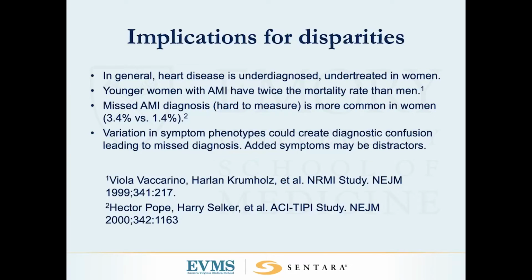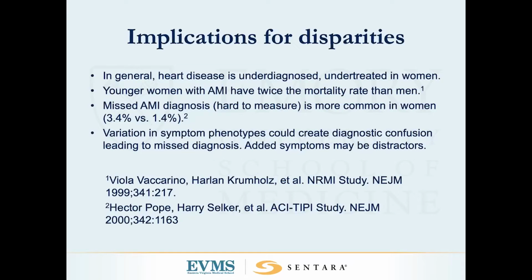In general, heart disease is underdiagnosed and undertreated in women. Younger women with AMI have twice the mortality rate than men. Now, it's very difficult to figure out the rate of misdiagnosis and to compare the misdiagnosis rates in women and men. And I'll tell you why. It's just like errors in baseball. It's easy to count the errors, but it's hard to come up with an error rate because it's hard to figure out that baseline, the denominator. What is the denominator for diagnostic encounters that you would use?